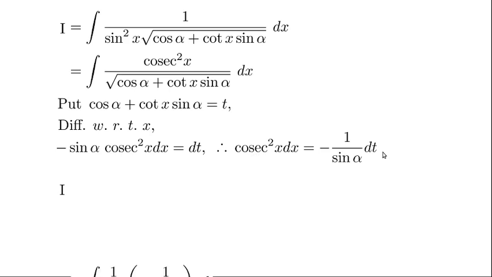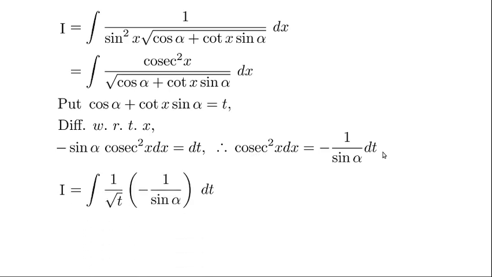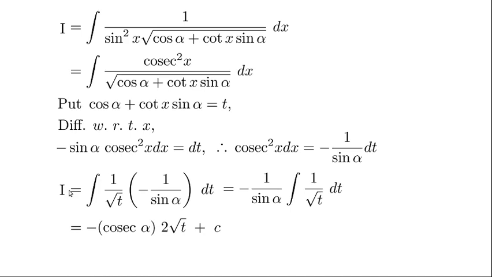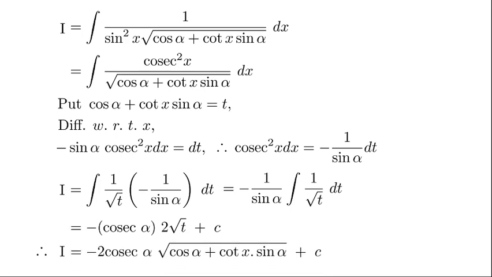So the problem becomes integration of 1 upon root t into minus 1 upon sin alpha dt. And this 1 upon sin alpha with the negative sign goes out. So it becomes minus 1 upon sin alpha integration of 1 upon root t dt. So 1 upon sin alpha is cosec alpha, and integration of 1 upon root t is 2 root t. Now put back the value of t. t is cos alpha plus cot x sin alpha. Therefore I equal to minus 2 cosec alpha root of cos alpha plus cot x sin alpha plus c.